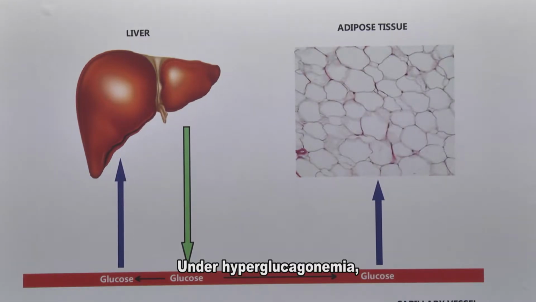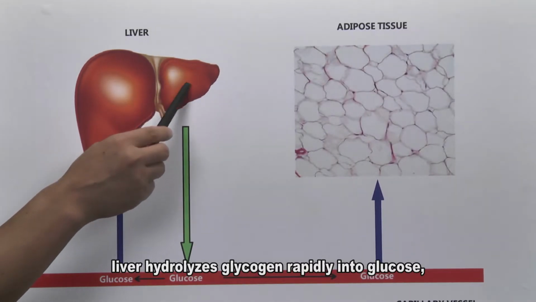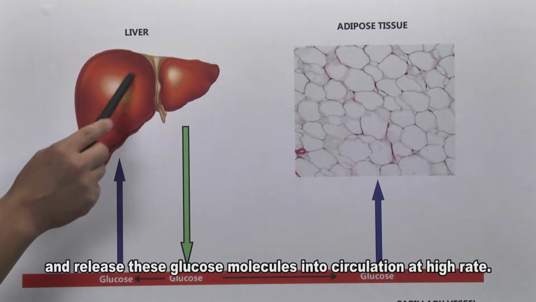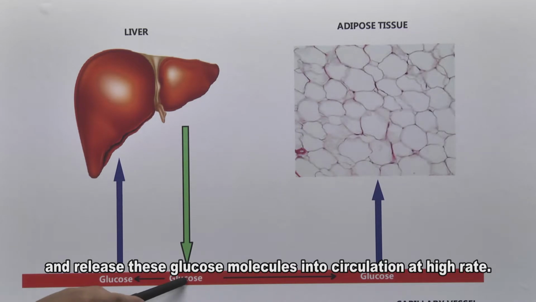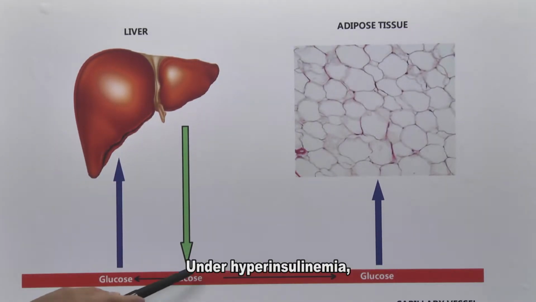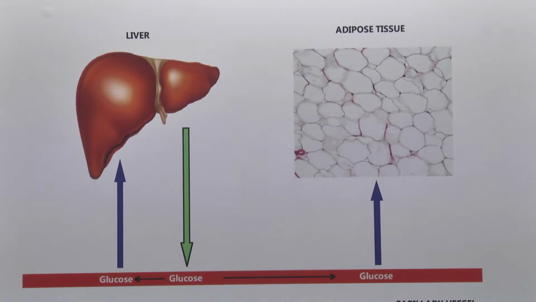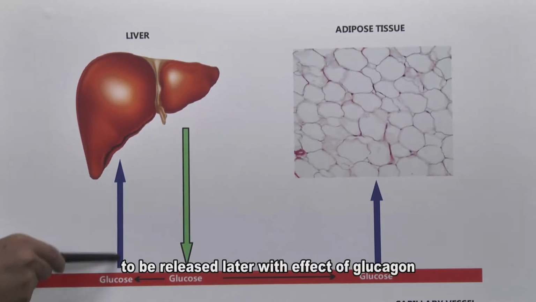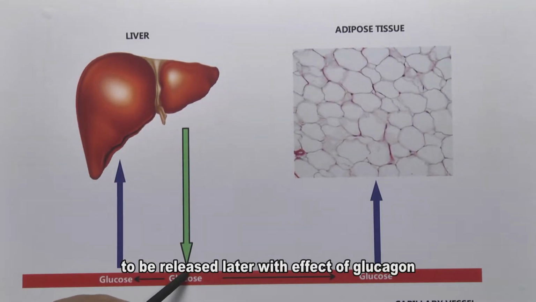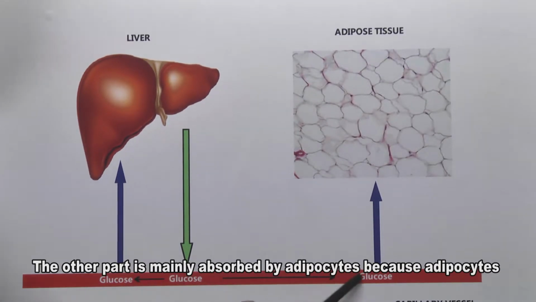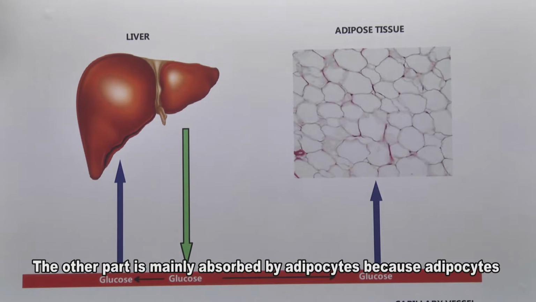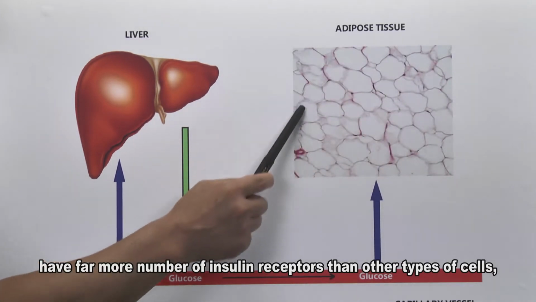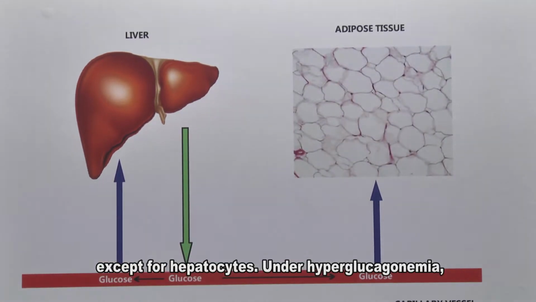Under hyperglucagonemia, the liver hydrolyzes glycogen rapidly into glucose, called glycogenolysis, and then releases these glucose molecules into circulation at a high rate. Under hyperinsulinemia, part of them is reabsorbed by the liver to be released later with the effect of glucagon. The other part is mainly absorbed by adipocytes because adipocytes have a far greater number of insulin receptors than other types of cells, except for hepatocytes.